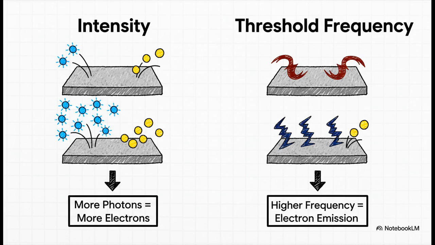If you make the light brighter, you're not sending more powerful photons, you're just sending more of them. That's why you get more electrons, a bigger current, but they aren't any faster. And the whole threshold frequency thing? Well, that's just the point where a photon has just enough energy to pay that escape fee. Einstein's idea of the photon solved every single piece of the puzzle.